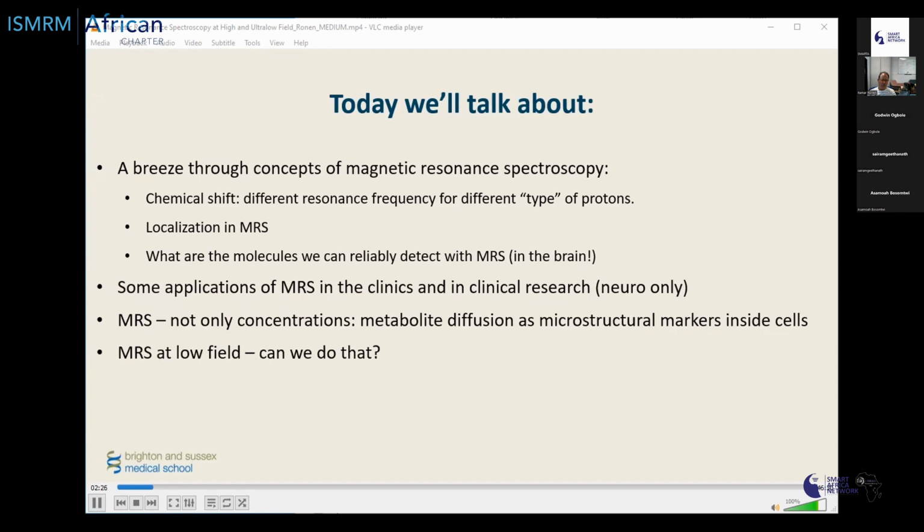And then as the last topic, I would like to talk to you about the possibility of doing spectroscopy at low field. This is a rather challenging measurement because we are not that sensitive at low field, but still we can use some tricks of the trade to get specific spectroscopic information, and we will briefly discuss how we can do that.